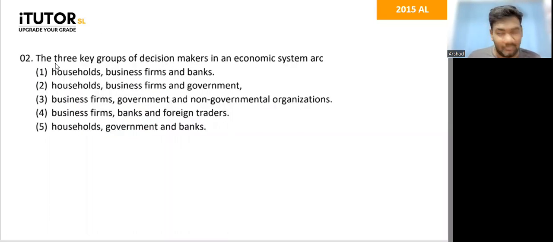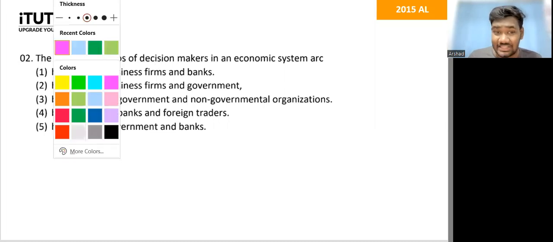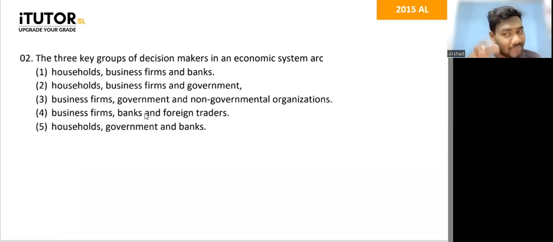2015, question number 2. These are also very easy. The 3 key groups of decision makers in an economic system are. Can you tell me who are the 3 key groups? Key means the main people. There can be a lot of people. Can you tell me who are the main people? Who are the main people? The main people are, we have households, business firms, and the government.